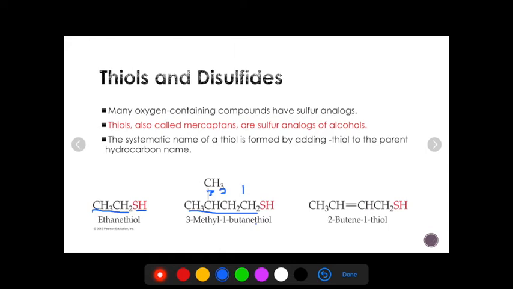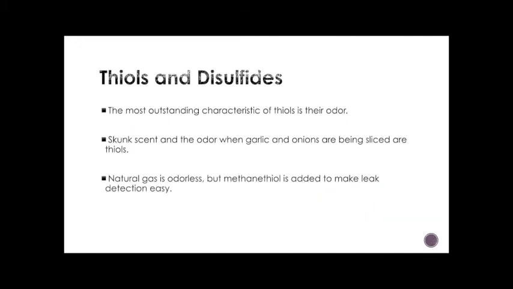Over here, again, we're starting the numbering by the thiol group. So 1, 2, 3. This one's going to be 2-butene, which tells us where the double bond is, 1 thiol. So instead of the OL that we were putting for alcohols, we use thiol instead.